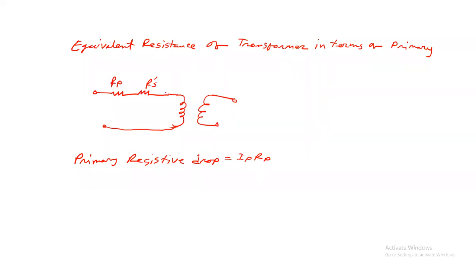So this part is the current flow, IP. This section is the voltage drop, IR. So this is the primary resistive drop, and this secondary part is the secondary resistive drop, IS RS. If you connect the secondary part, the secondary resistive drop is IS RS.